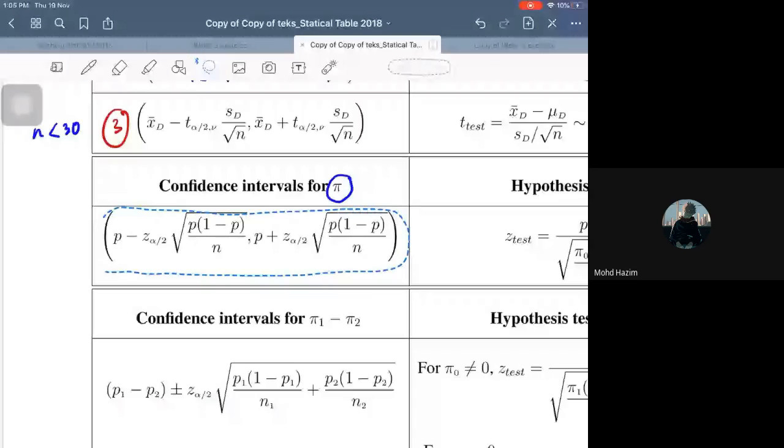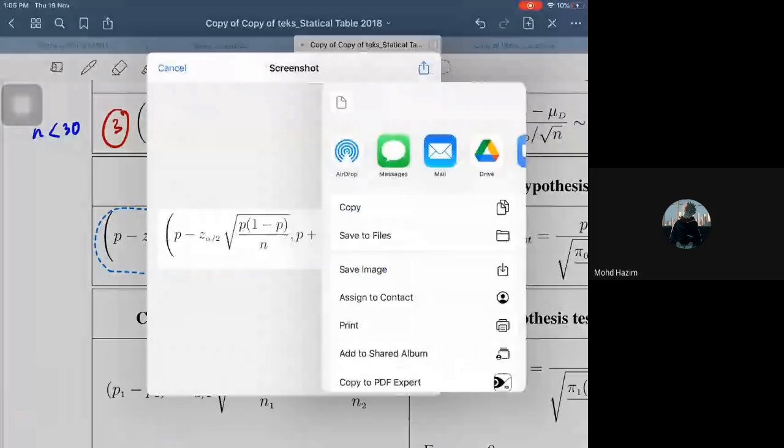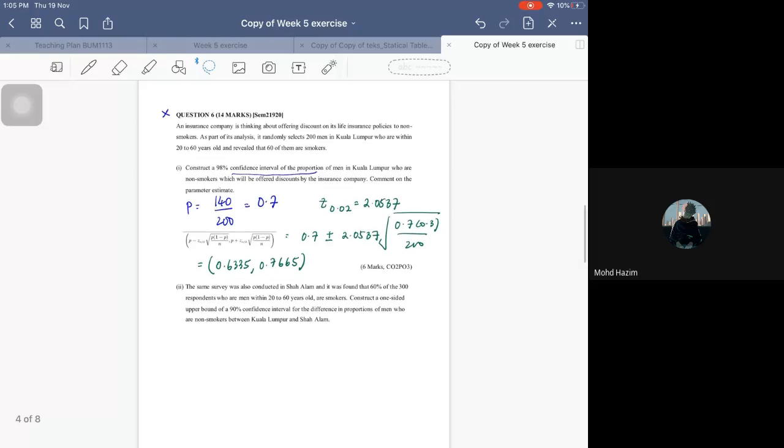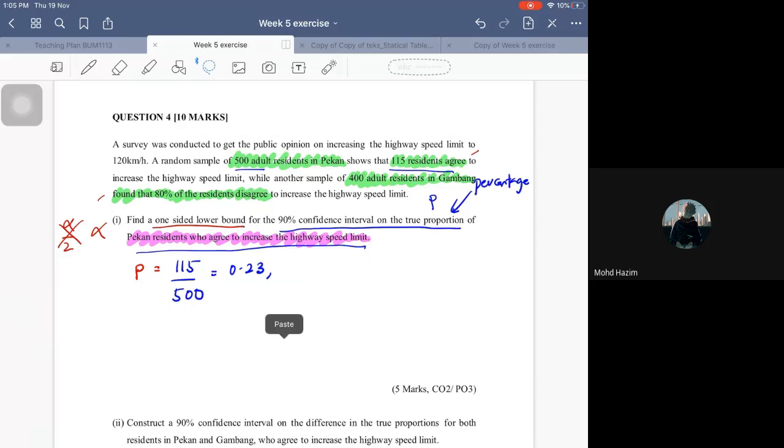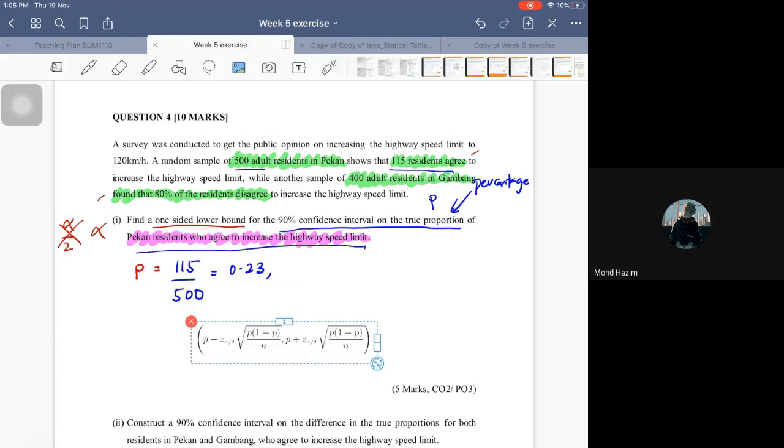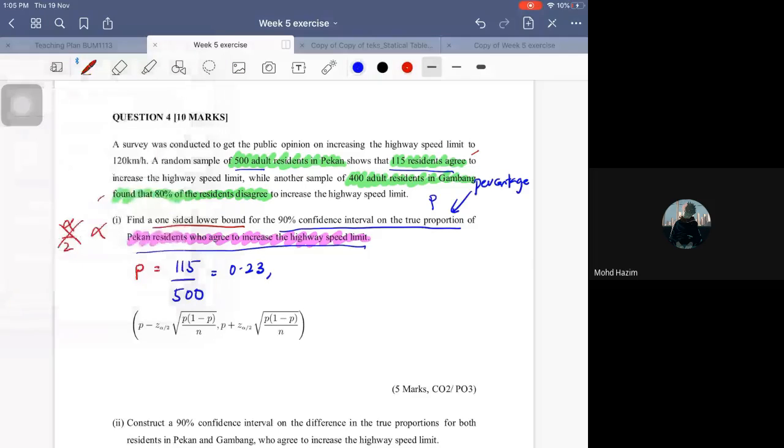But then again, remember, we want a one-sided confidence interval. Okay, so I'm going to paste the formula over here. We wanted the lower bound or upper bound. According to what we have over here, we wanted a one-sided lower bound. So we're not going to take this part.